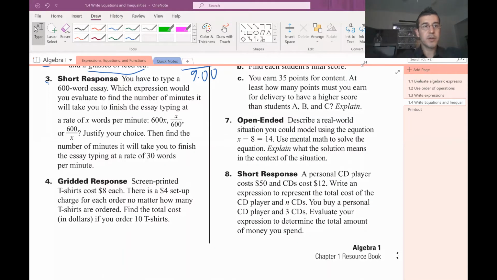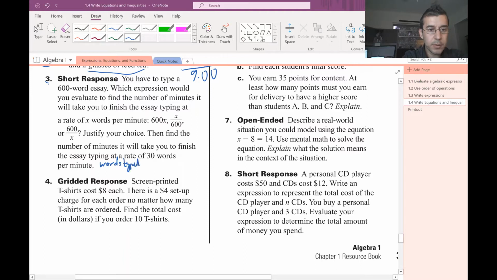You have to type a 600-word essay. Which expression would you evaluate to find the number of minutes it will take you to finish the essay typing at a rate of X words per minute? Okay. So it's basically the words typed equals the rate typed times the time.